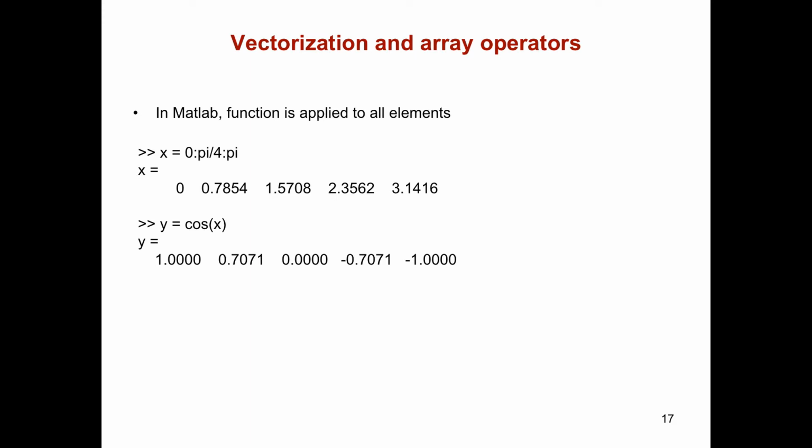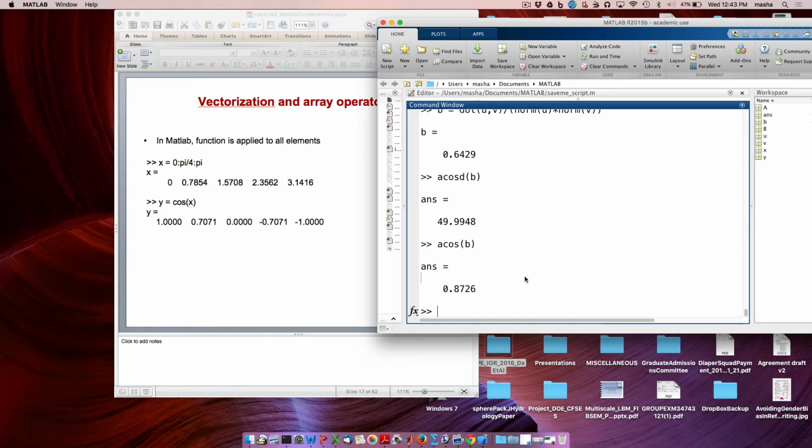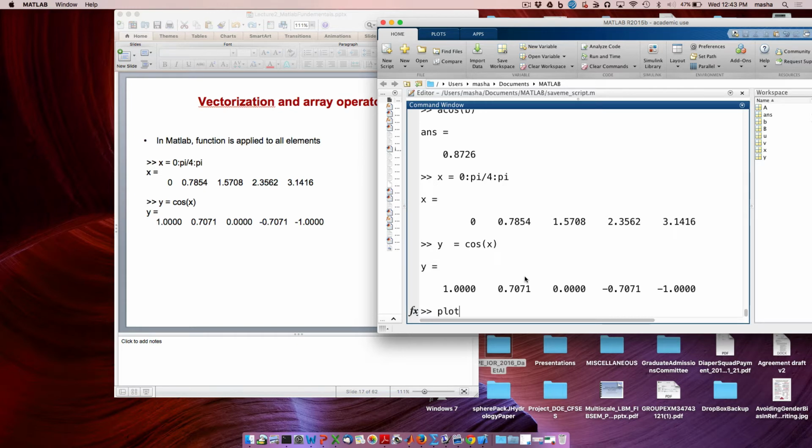And then if you plot cosine, now this is just a quick introduction to plotting. We're going to get to the plot. So my x is 0 to pi, and my y is cosine of x. We're going to get to plotting quite extensively, but this is just a quick introduction.